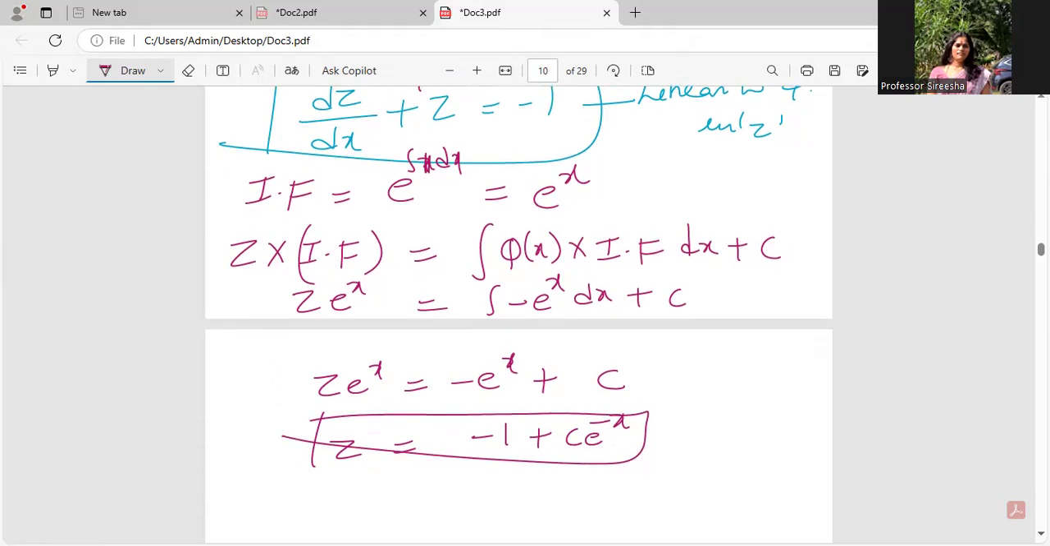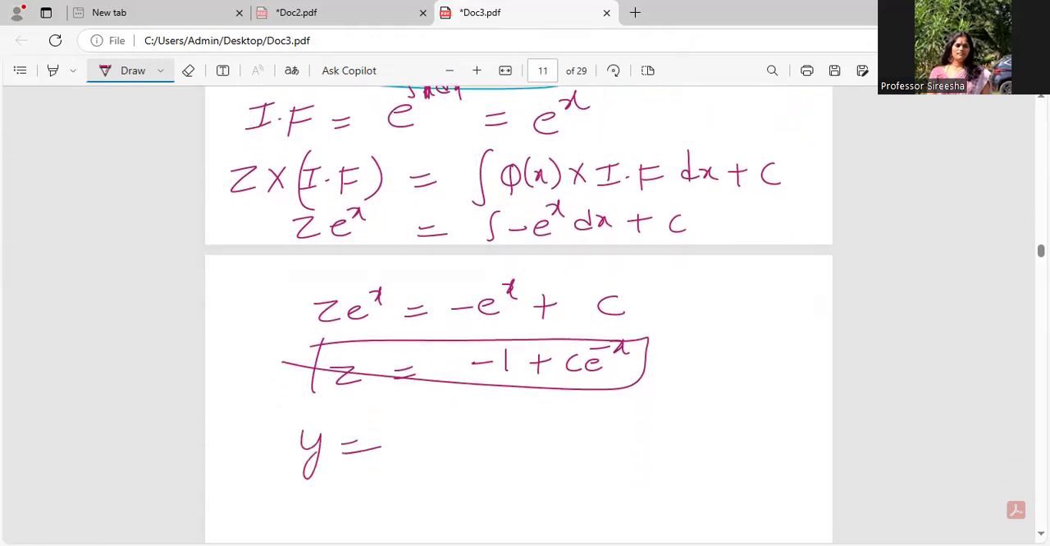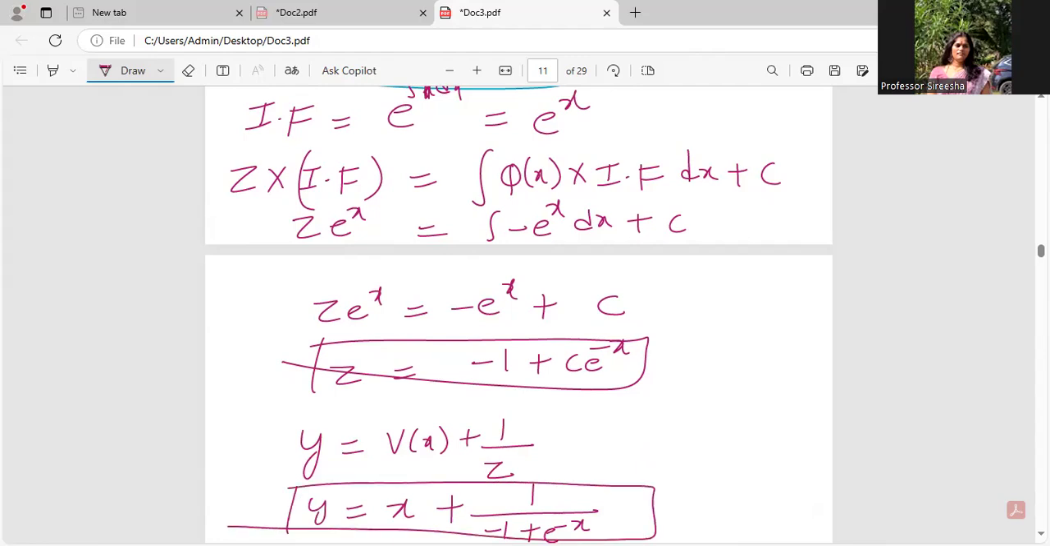Why? Because just see here, y is equal to v of x plus 1 by z. V of x is known to me. It's been given to me as x. Z I should be writing, right? Minus 1 plus c e power minus x. This is how I'll write the solutions to the Riccati differential equation.